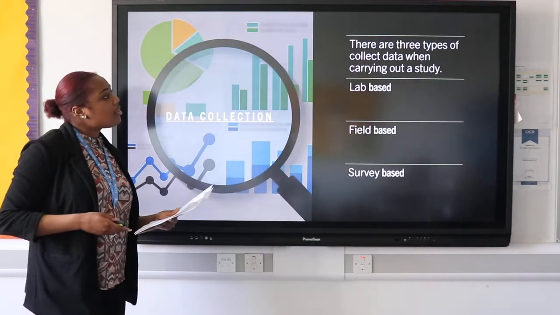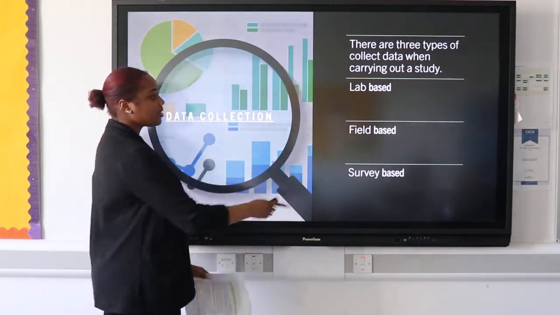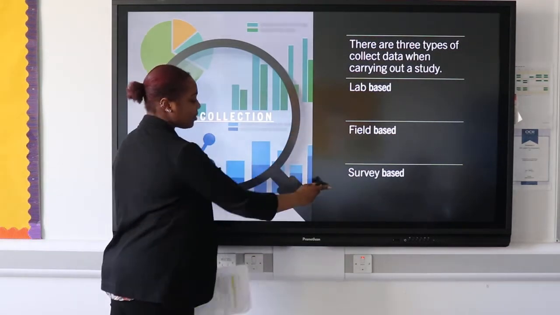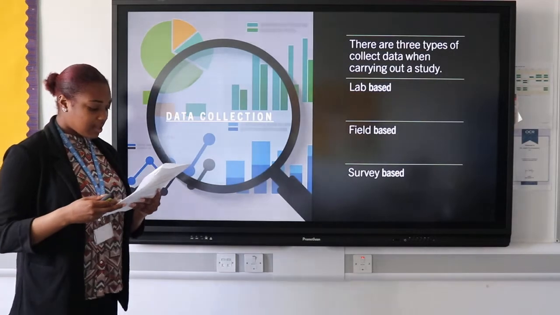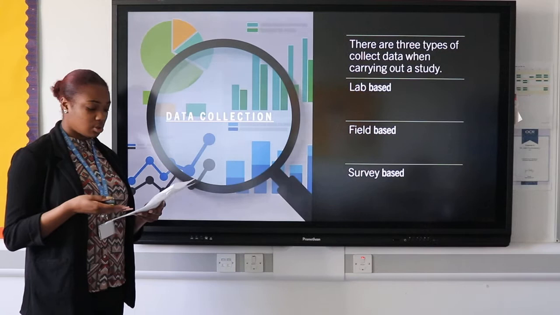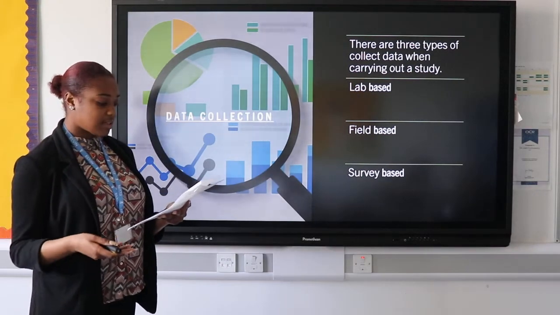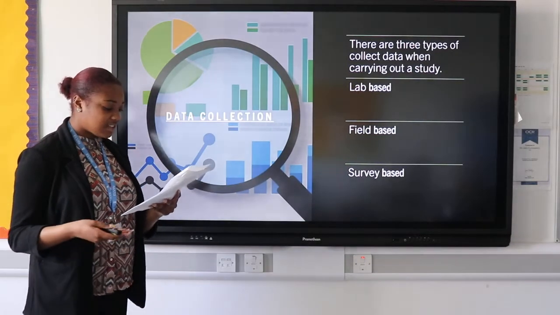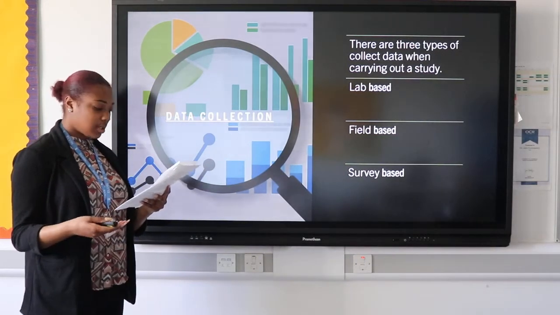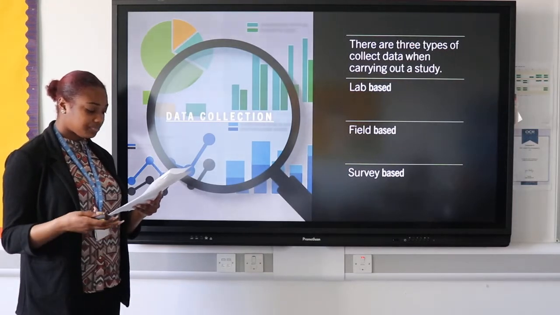Data collection. There are 3 types of data collected when carrying out a study. There's lab-based, field-based, and survey-based. Lab-based is within an internally controlled environment. Field-based is in an externally controlled environment. And survey-based is when you collect data through people's opinions, behaviour, and knowledge.